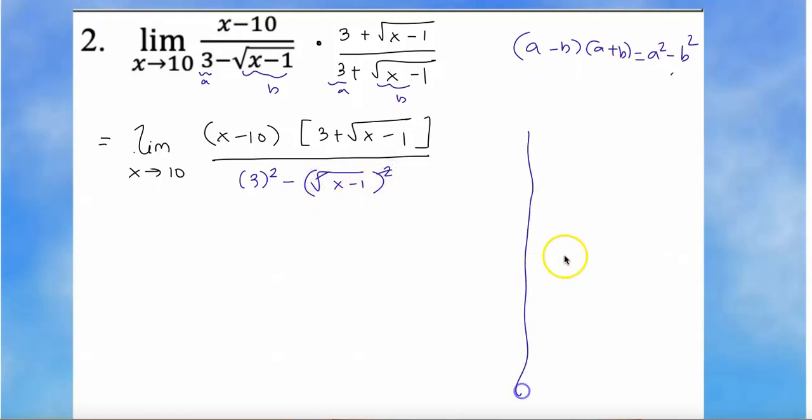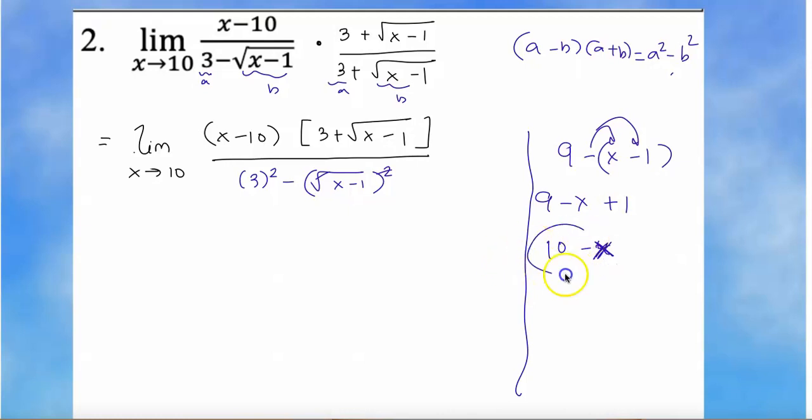I don't want to do all that work over this. I'm just doing it over here. 3 square is my 9, and this will be like this. Now do keep in mind there's a parenthesis. All right, so this will be 9 minus x. This will be changed to a plus sign 1. It will be what? 10 minus x. Now when I write 10 minus x, suddenly it came to my mind, in the numerator it says x minus 10. How can I write 10 minus x looking like this, x minus 10 over here?